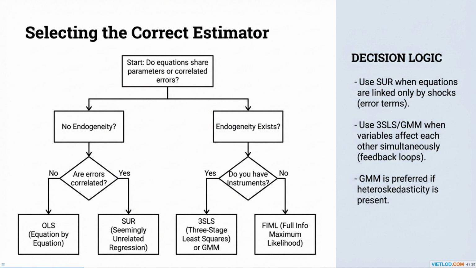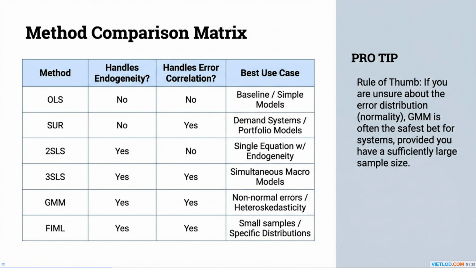If the answer is yes, then three-stage least squares, or 3SLS, or the generalized method of moments, GMM, are the appropriate methods. GMM is generally preferred if heteroscedasticity is present. If we have endogeneity but no instruments, full information maximum likelihood, FIML, might be an option, though it requires strong distributional assumptions.